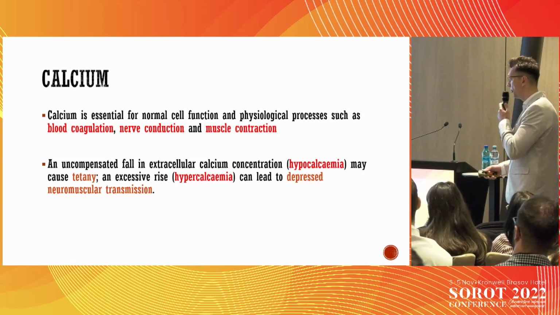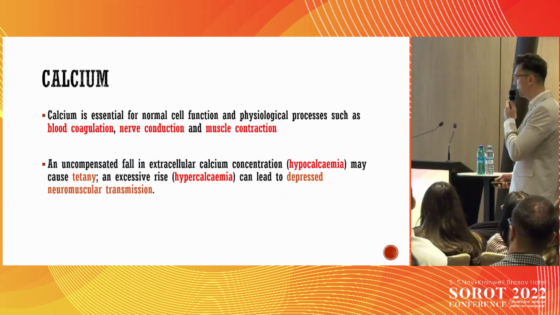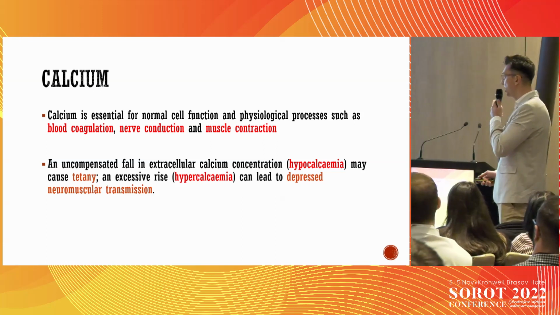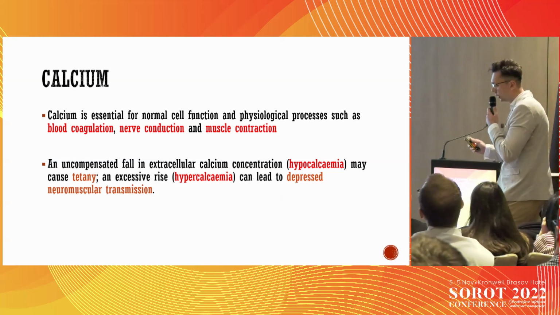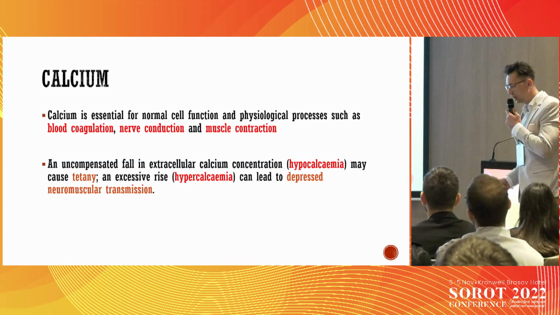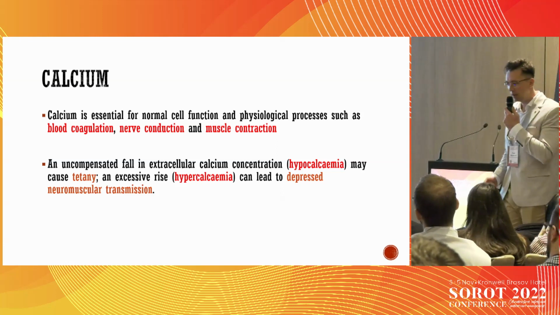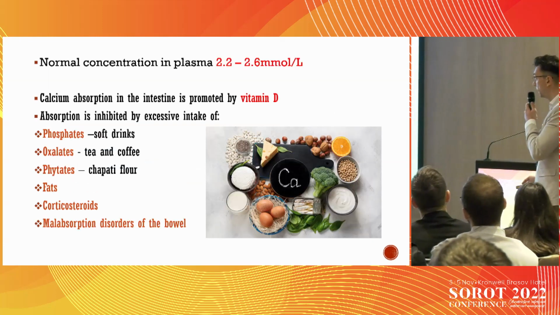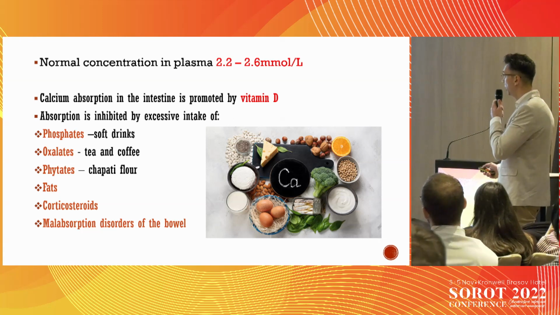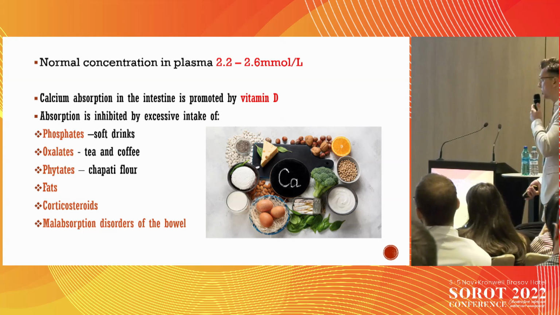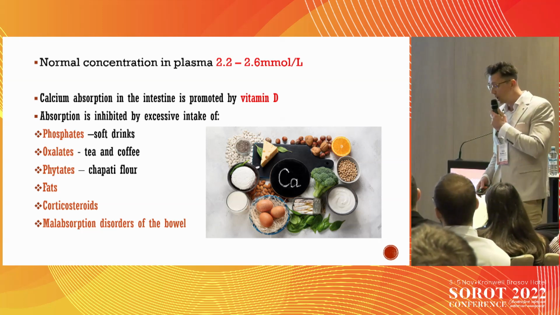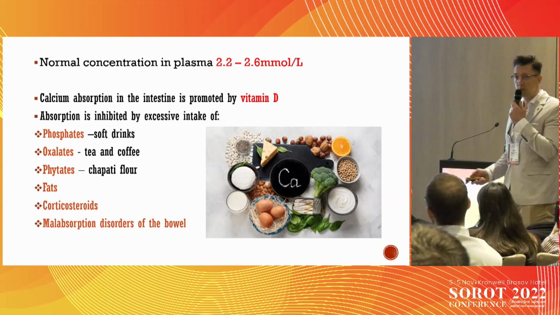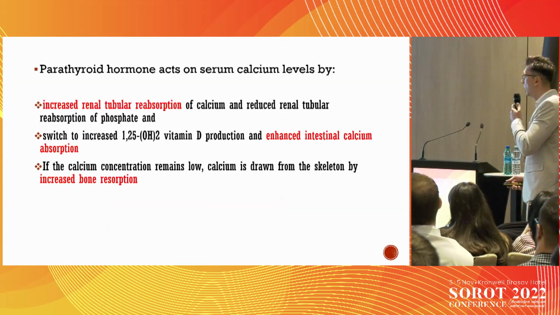An increase in the calcium in the plasma we call hypercalcemia, an excessive rise, and it can lead to depressed neuromuscular transmission, or a decrease in the calcium in the serum we call hypocalcemia, and it is connected with tetany. Normal concentration is between 2.2 and 2.6. Absorption can be inhibited by the phosphates, oxalates, phytates, fats, corticosteroids, or some inflammatory bowel disease.